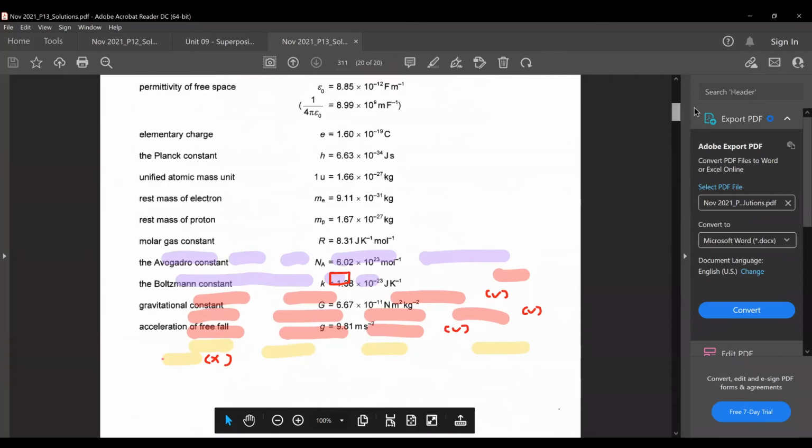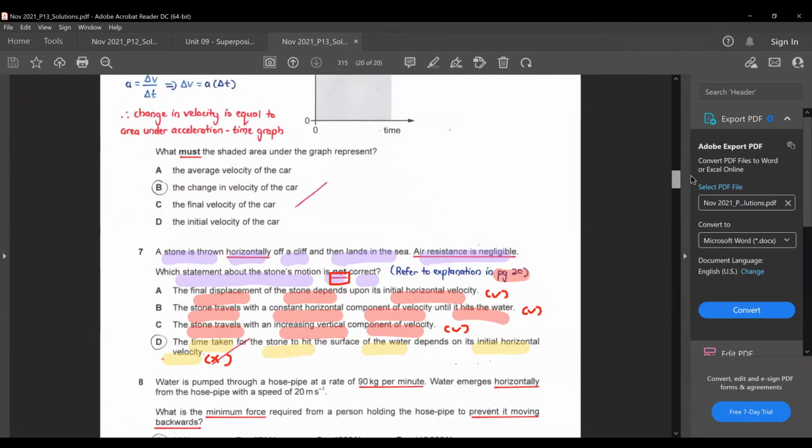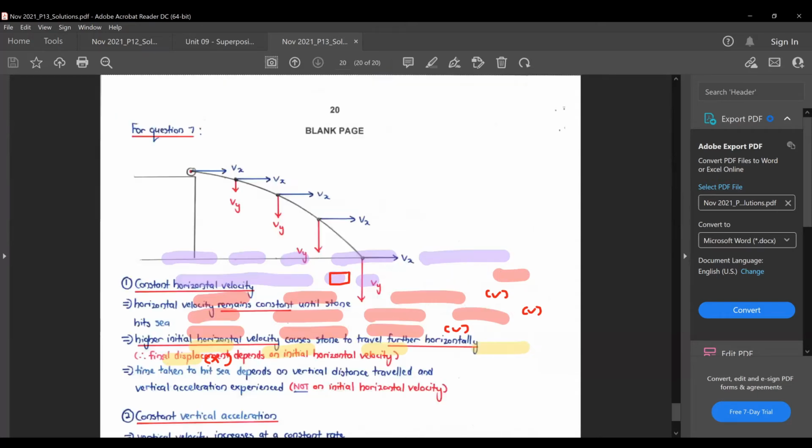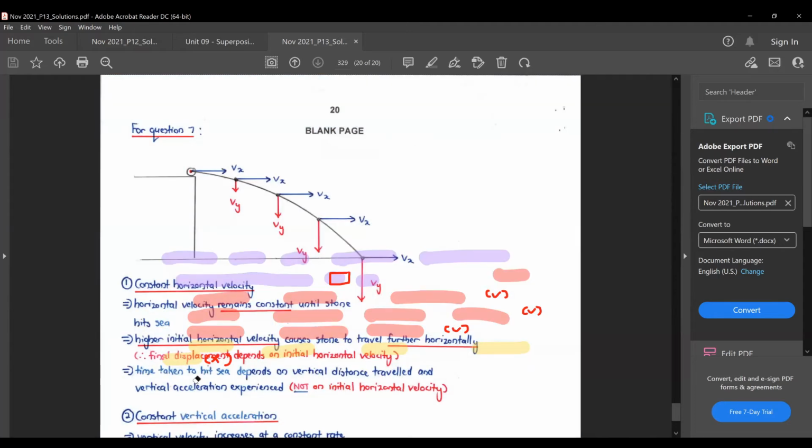Wait, I just need to know what page this was. I will go back and forth from here and there. This one was page 6. Okay, let's go to page 20. Now, it will probably be better to visualize this.